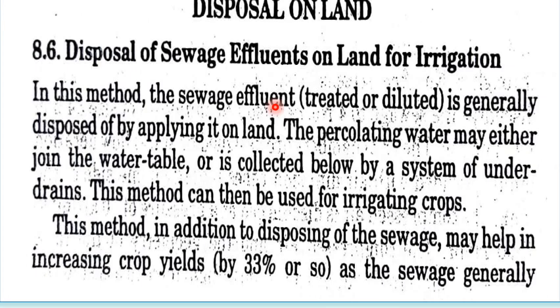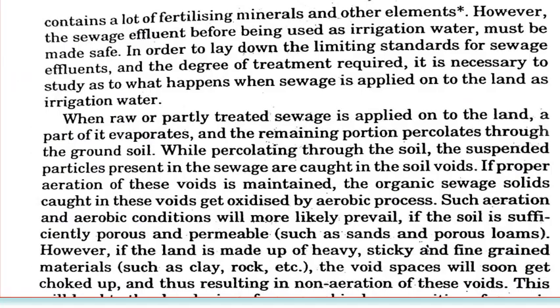Here, if you use it for irrigation purpose, then the yield can increase by 30 to 40% by using this sewage directly for irrigation. Let us see the next slide.